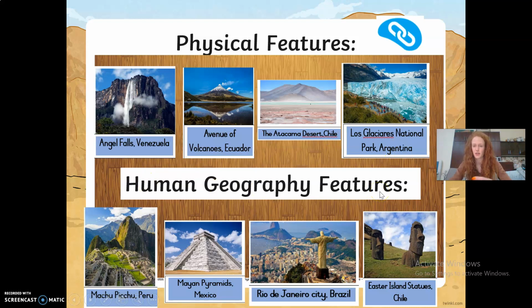Whereas human geography features are features made by humans or changed by humans in some way. So we have the Machu Picchu old building in Peru on top of a mountain or hill, the pyramids in Mexico, Rio de Janeiro city in Brazil, and these statues in Chile are human geography features. All of these would be found in South America. And I think only from these pictures you can tell that South America is an amazing place to visit, and there's so many amazing things to see. I wish I could spend like a year in South America and just explore all of these places.